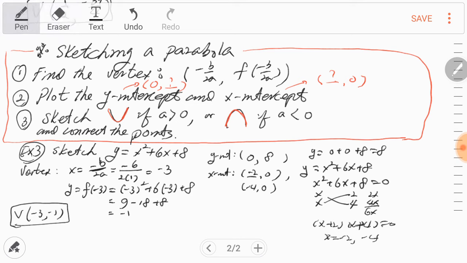And then what is the leading coefficient? The leading coefficient is 1. So the graph should be concave up because the leading coefficient is greater than 0. Then the graph will be, okay, let me graph it over here.